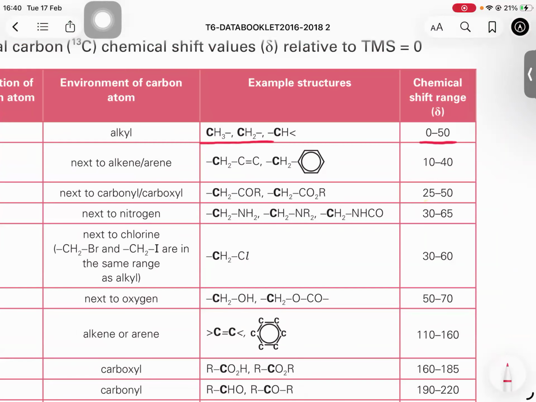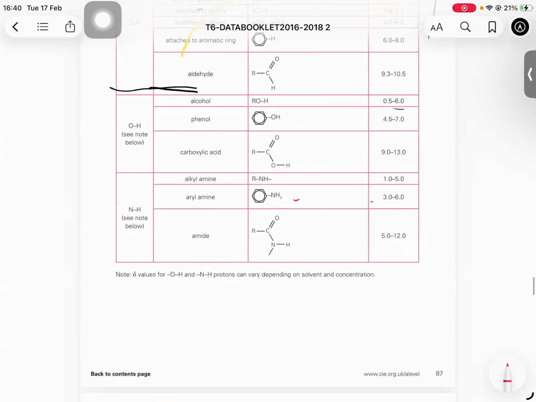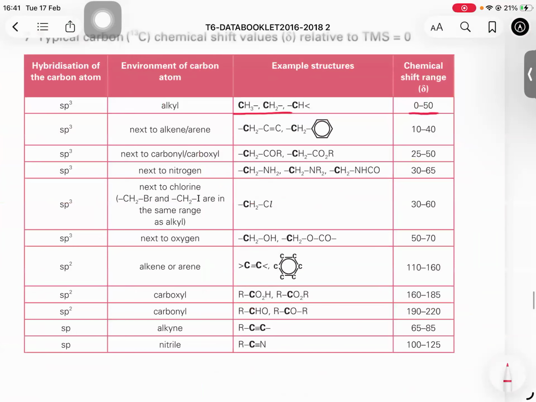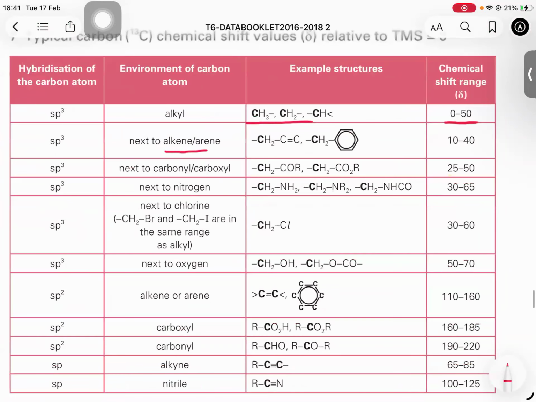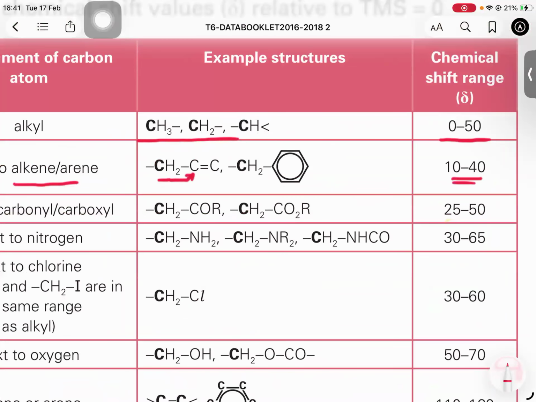It's the same data booklet. If you go to the next page, look at this. This is for the proton. And now look at this. If a carbon is next to an alkene functional group, or next to benzene, it is going to give a peak between 10 to 40 chemical shift value. Everything is the same, so that's why I'm not explaining everything. The axes are the same: chemical shift on the x-axis, absorption on the y-axis.